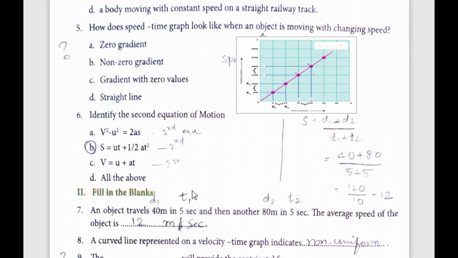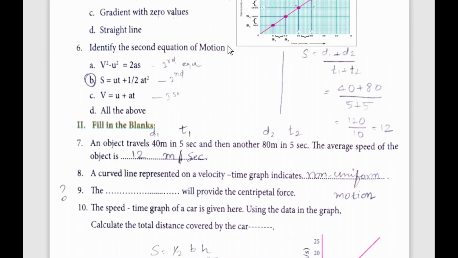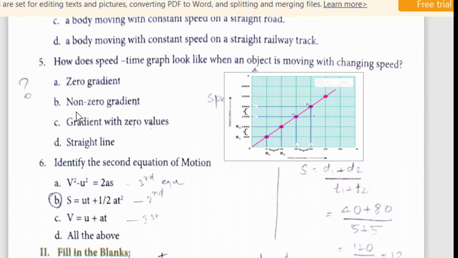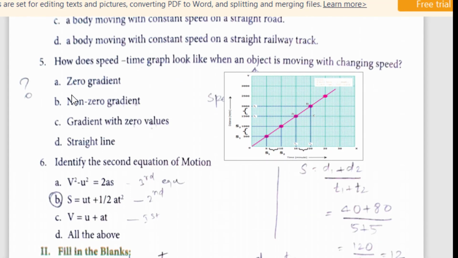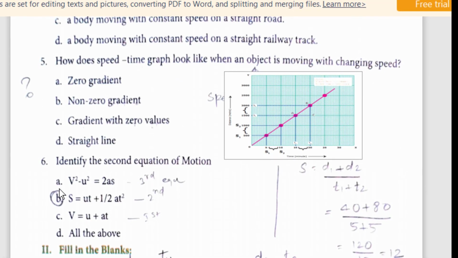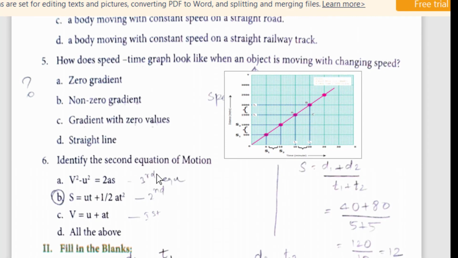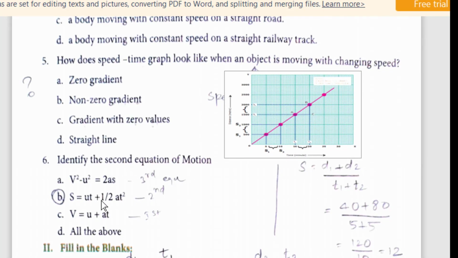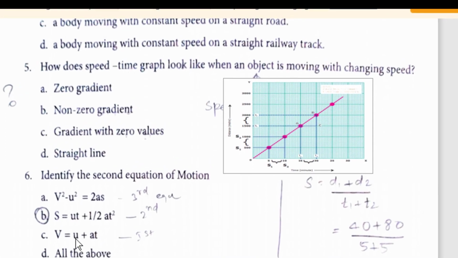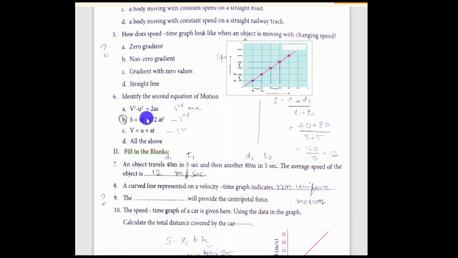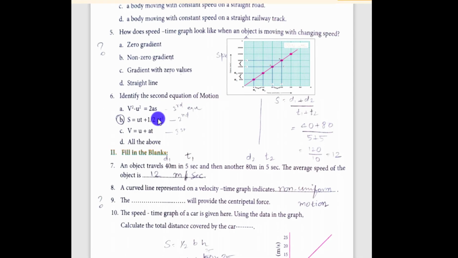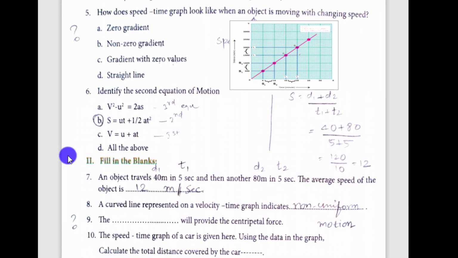Okay, now identify the second equation of motion. Students, please think that this will be the possible answer. The first equation of motion is v equals u plus at. The second equation is s equals ut plus half at squared. And the third equation is v squared minus u squared equals 2as. What is the question? Identify the second equation of motion. This is the second equation of motion.